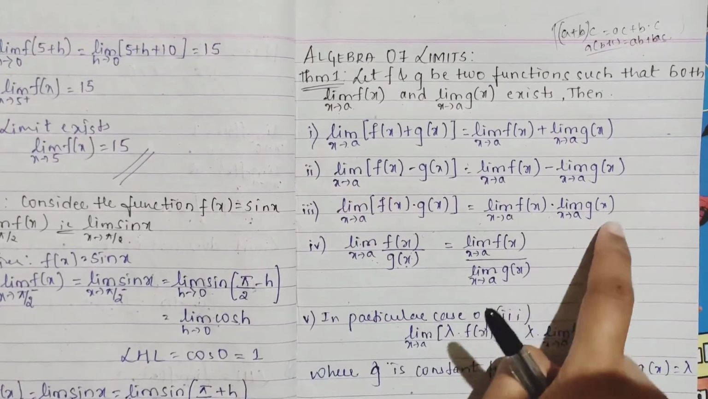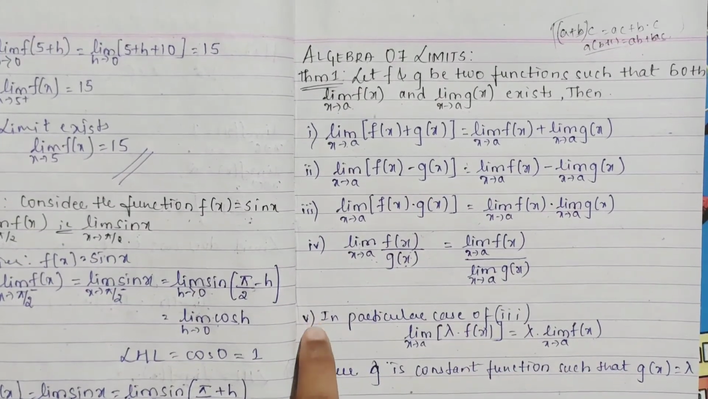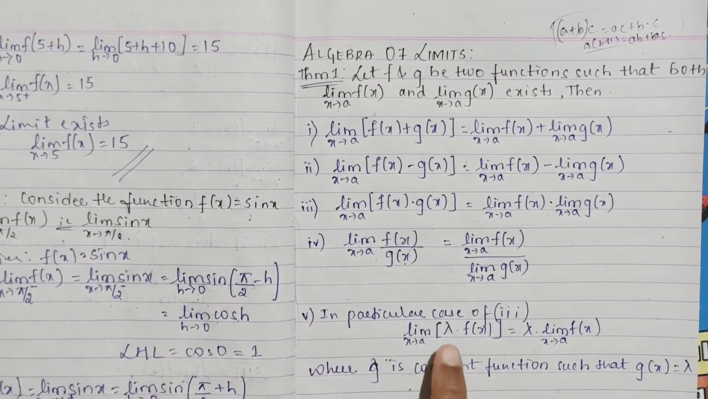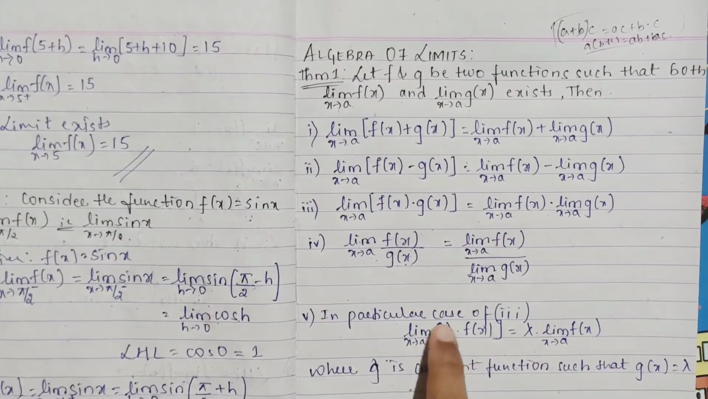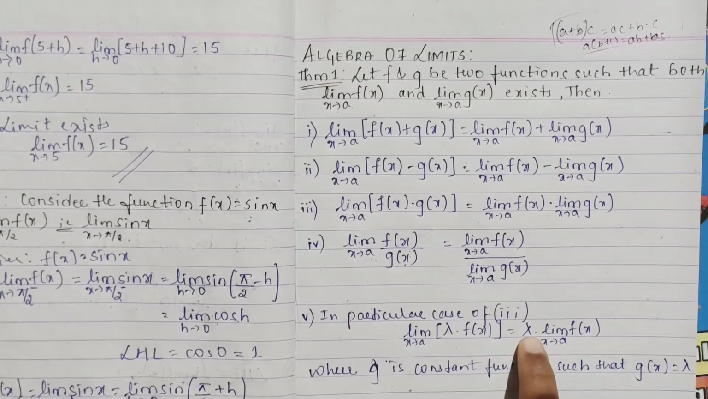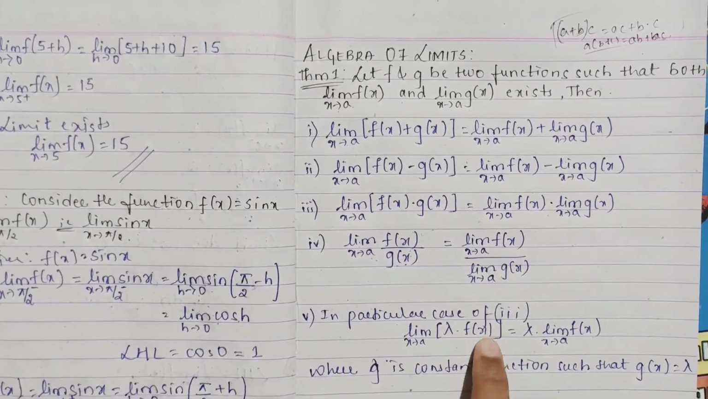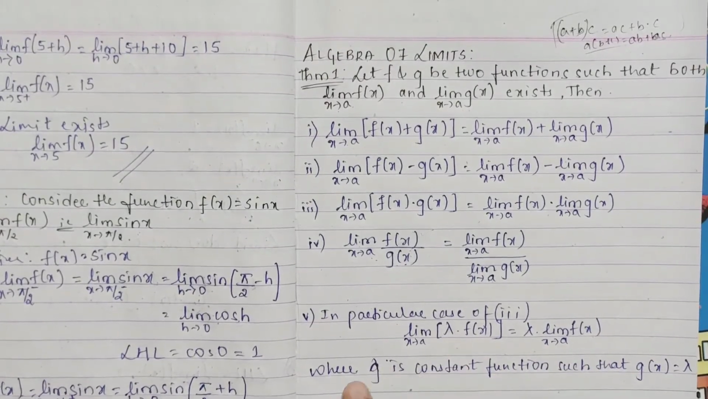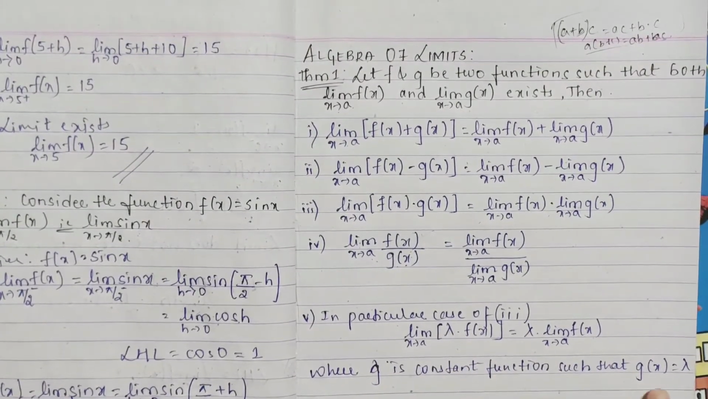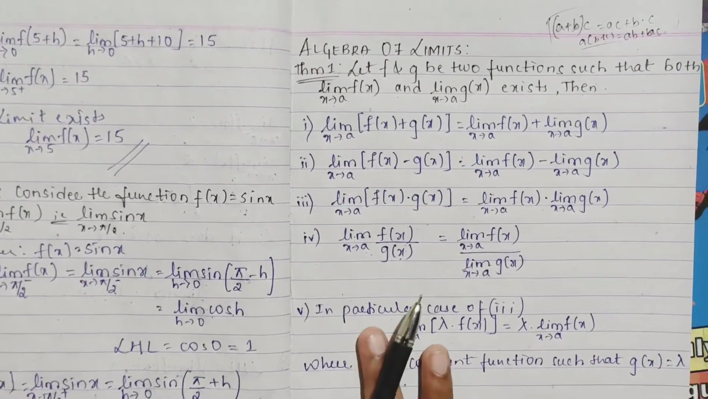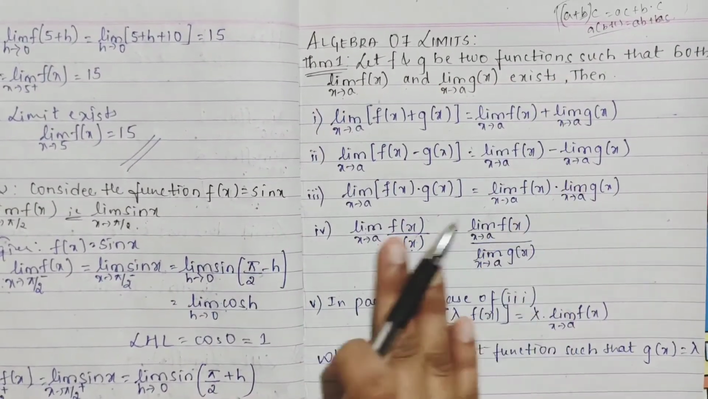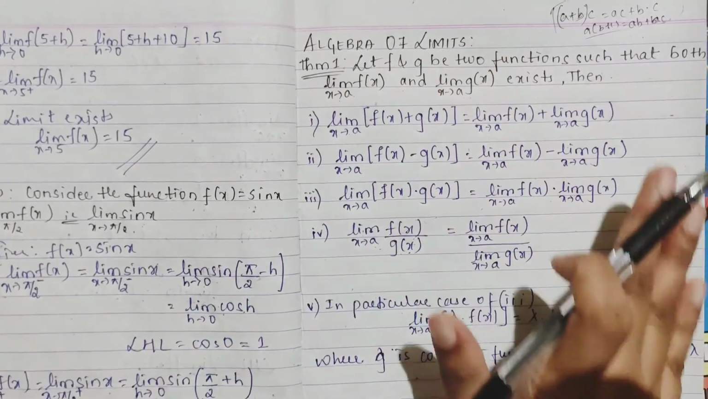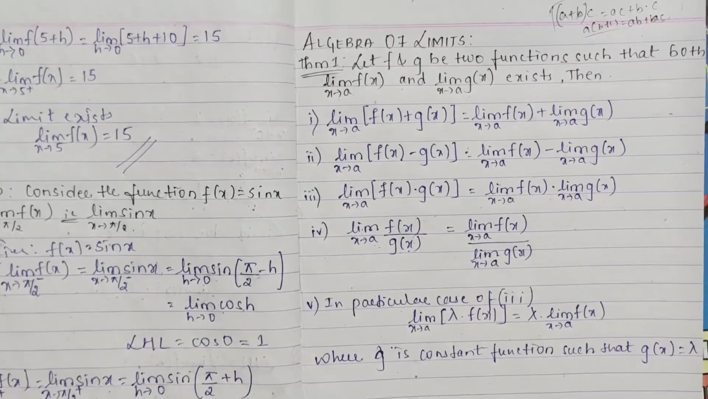In the product case, in a particular case, which I have given as fifth, a particular case of the third: if your g of x is replaced by lambda, where it is a constant function, that is g of x is equal to lambda, keep it as it is and apply the limit only for the function, that is limit f of x as x tends to a. This is very important, you will be using it when you get addition, subtraction, product, division. So please go through it and make the notes properly.